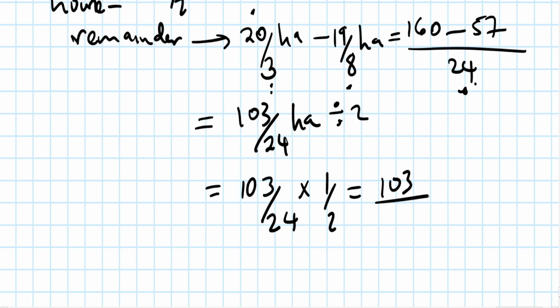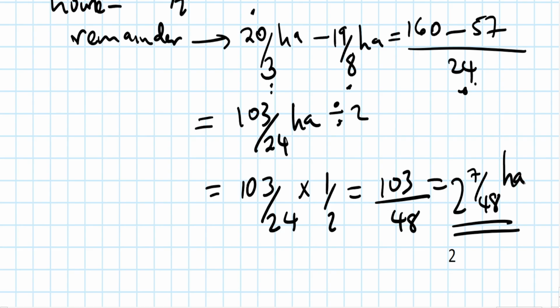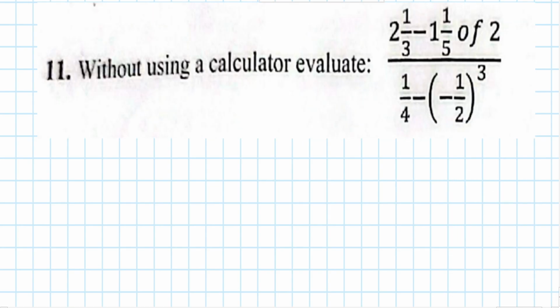Obviously 24 times 2 is 48. 48 goes into 103 how many times? It's going to be 103/48, which is 2 7/48, because 48 goes into 103 2 times, leaving a remainder of 7. Okay, so your answer is 2 7/48 hectares. Tamam.